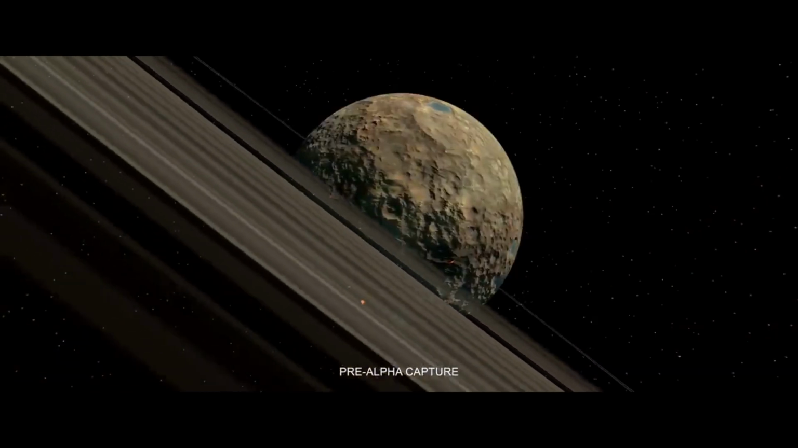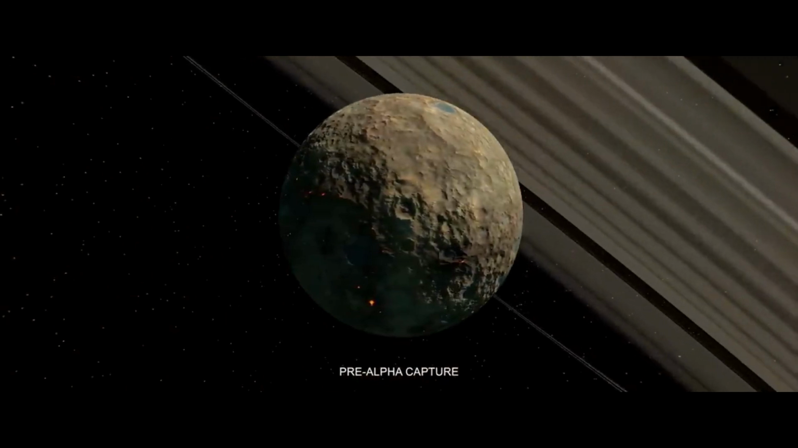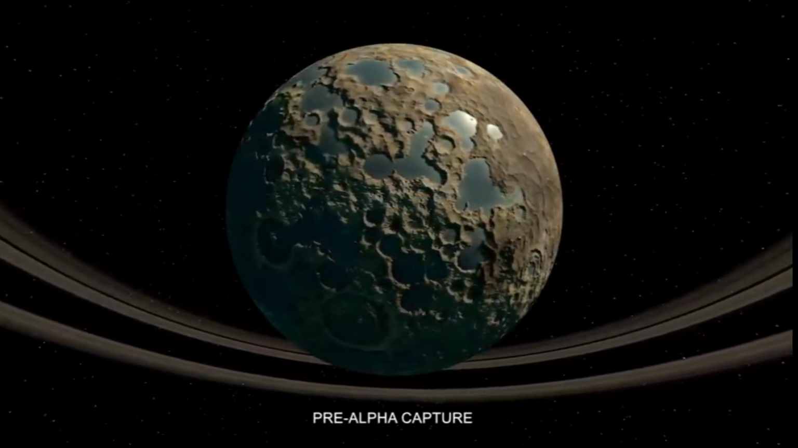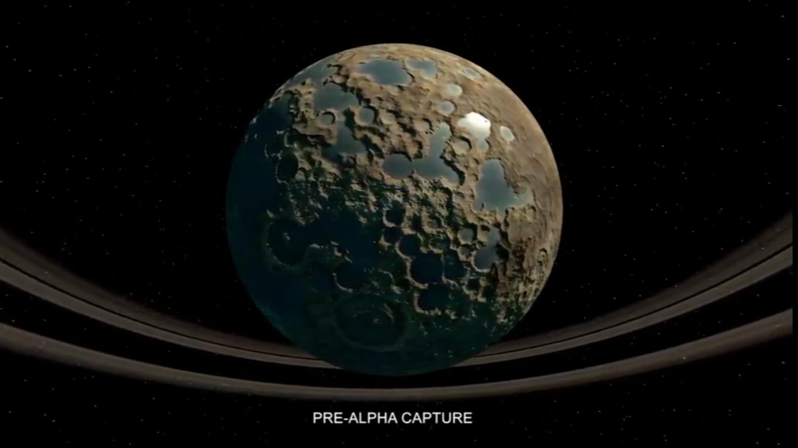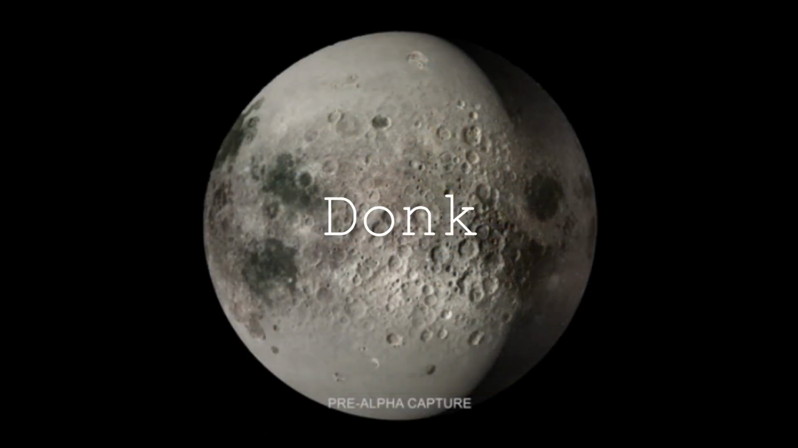The cool thing about Gurdamma is the fact that you will be able to see its rings quite easily from the surface, which I'm really looking forward to. Also, located within these rings, we can find a moon called Donk.